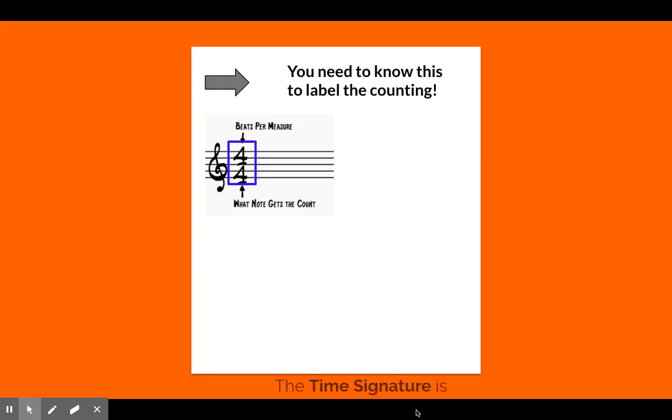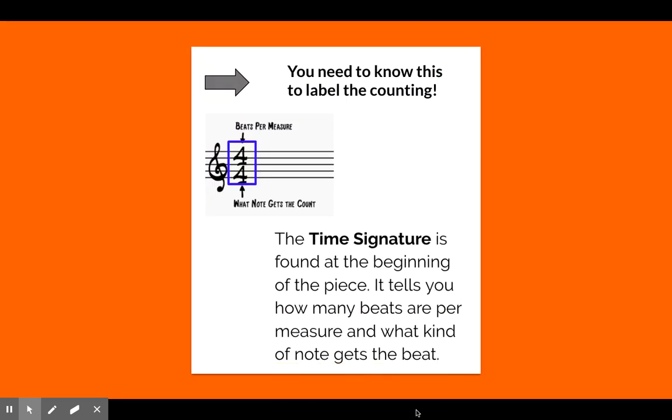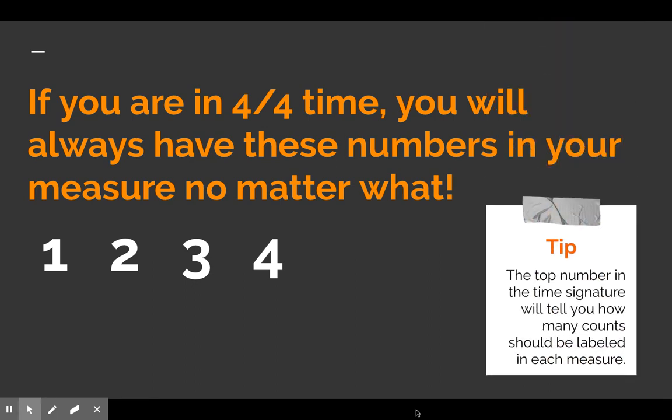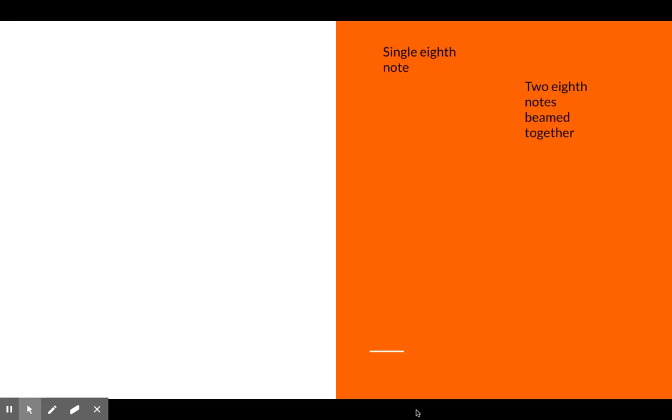You need to know this to label the counting, the time signature. It's found at the beginning of a piece. It tells you how many beats are per measure and what kind of note gets the beat. So if you are in 4/4 time, you will always have these numbers in your measure no matter what. Remember, the top number in the time signature will tell you how many counts should be labeled in each measure.